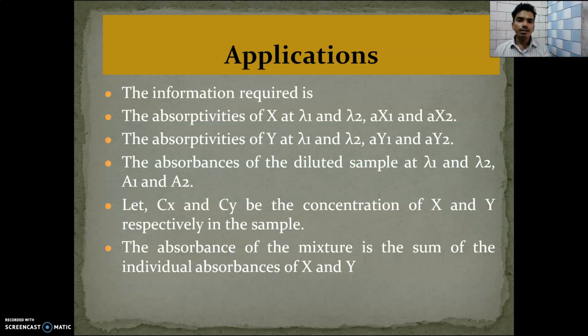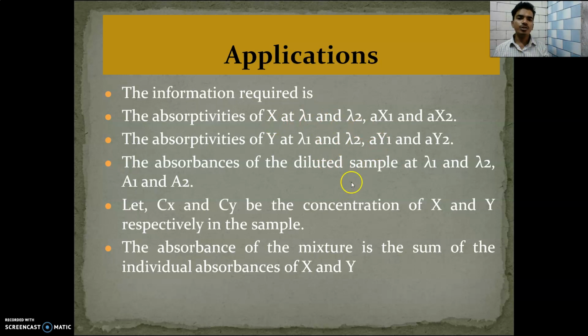After that, the information required, which is very important in this case, is the absorptivities. So we calculate the absorptivity according to the specific formulas, for X and Y at lambda 1 and lambda 2, in both cases of absorptivities X and Y, and we will get X1 and Y1, and we put all these values in the equation we made as a simultaneous equation.